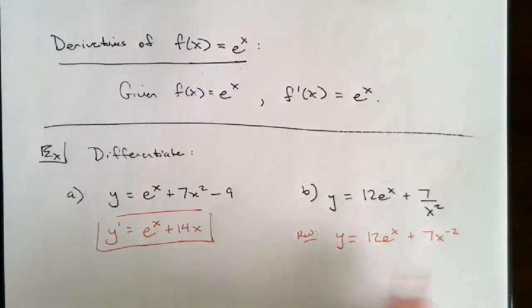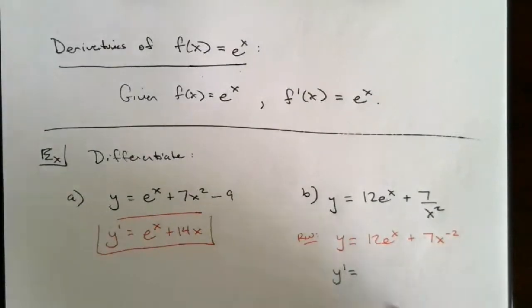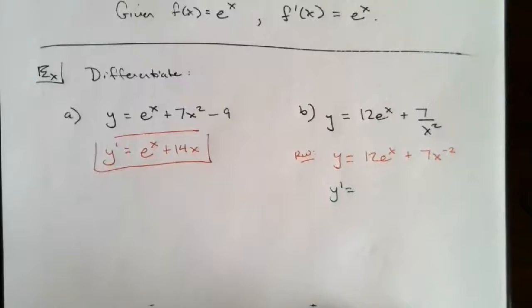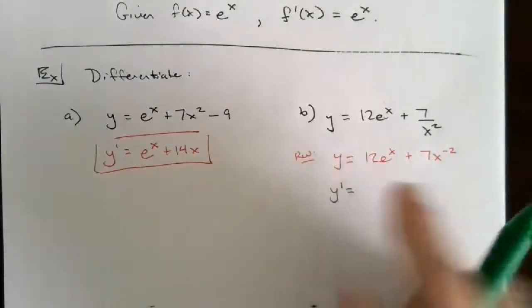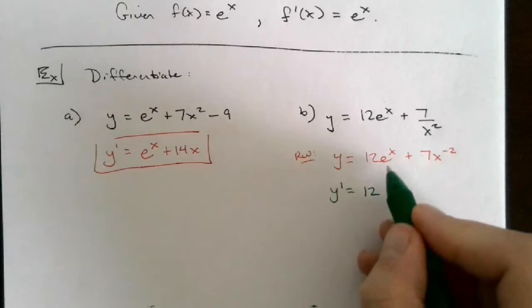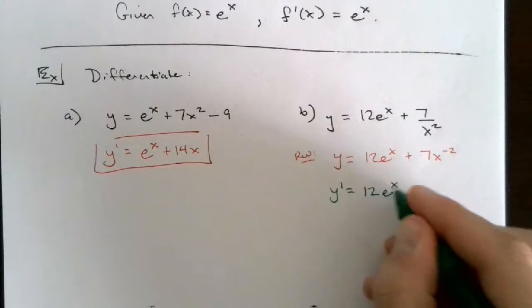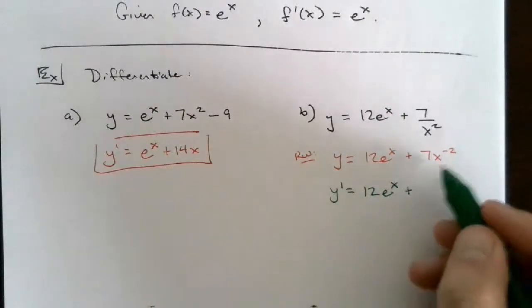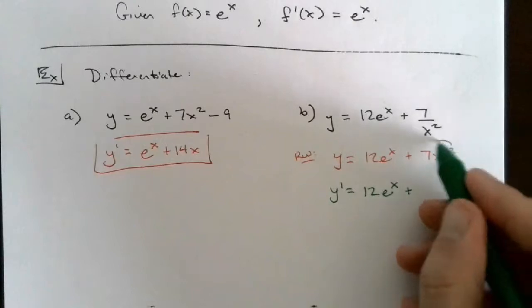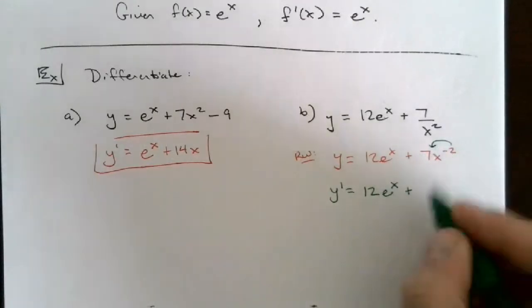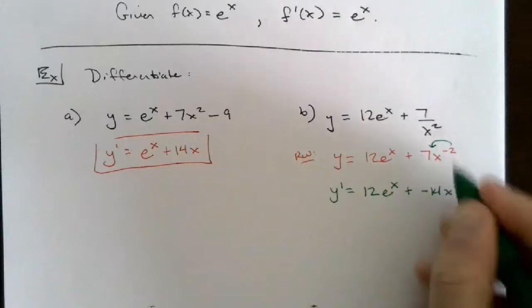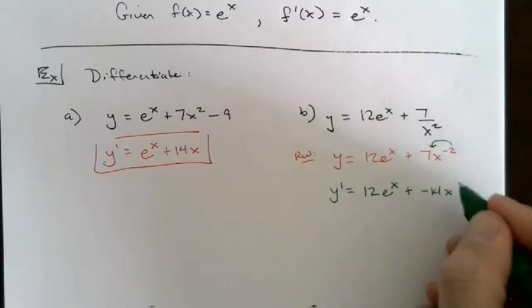Notice I didn't take the derivative at all yet. I'm just rewriting the original function. Don't start taking parts of this as a derivative. You want to just rewrite the function, then take the derivative in its entirety. So now I'll take y prime, and I'll label it y prime. And the derivative of 12 e to the x, well, constant times a function, the constant stays in front, and then you take the derivative of the function. The derivative of e to the x, well, we just learned that is e to the x, so it's 12 e to the x, plus here we got 7x to the negative 2. Well, the negative 2 comes down in front by our power rule. Negative 2 times 7 makes this negative 14. X to the power gets reduced by 1. Negative 2 minus 1 is negative 3.